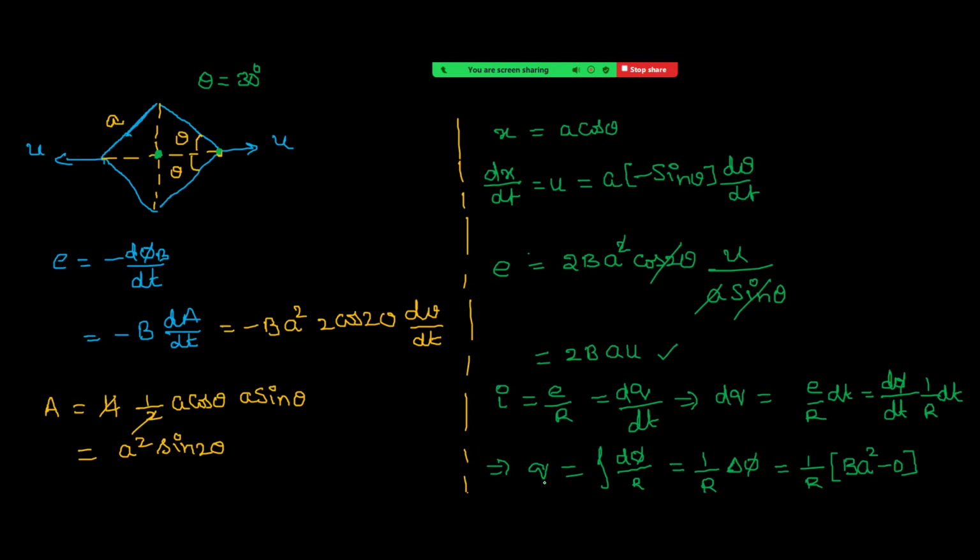Okay. And here we can conclude one more thing, that this charge is not depending on how fast flux is changing. It is simply depending on what is the change in flux and resistance. But if you focus on how fast flux is changing, right, it depends on that. But charge is not depending on how fast flux is changing. Okay. Let us see the next problem.